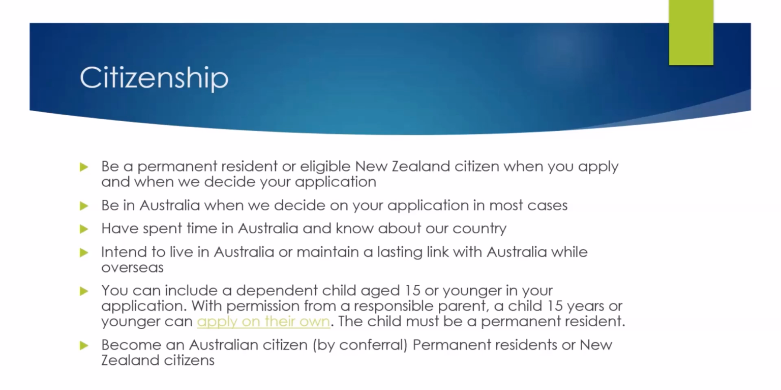You can include your dependent child aged 15 or younger in your application with permission from a responsible parent. A child 15 years or younger can apply on their own. The child must be a permanent resident as well. You need to become an Australian citizen by conferral, permanent residence or New Zealand citizen.